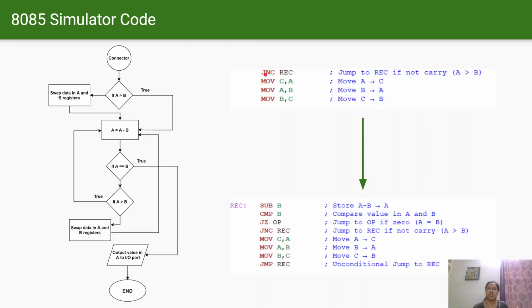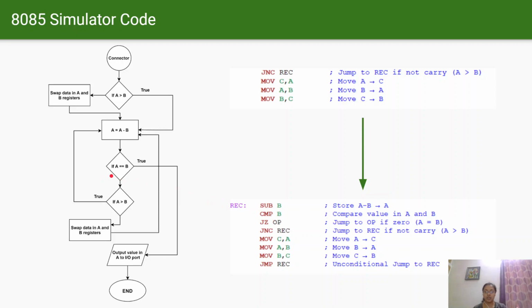JNC is basically jump if not carry to the recursive subsection. Jump if not carry is only possible if A is greater than B. The recursive subsection that we have over here, the first step is subtract B. Subtract B means that subtract B from A. A is always the default value that we're using. So this is basically this point over here, and then we have to compare the values again, like over here.